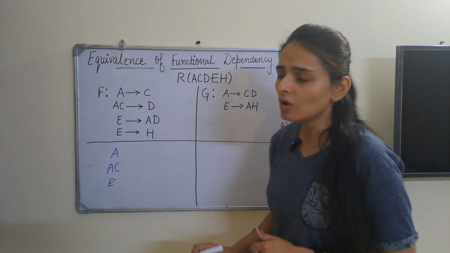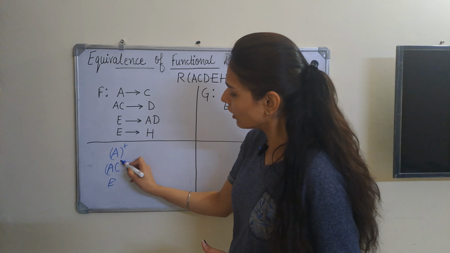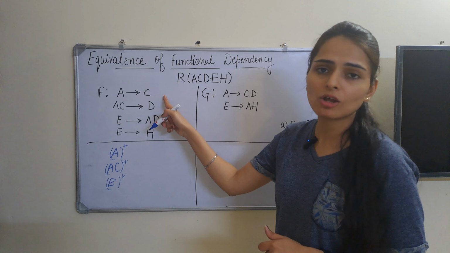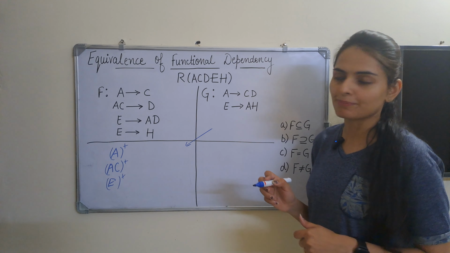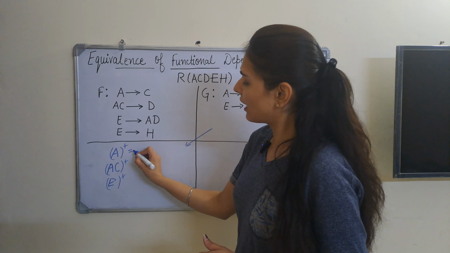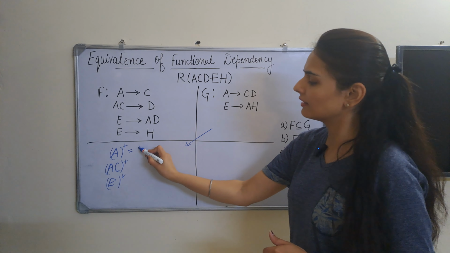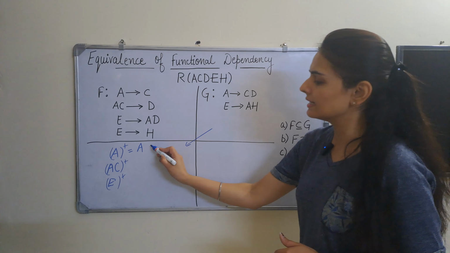Now we try to find out the closure of all these sets of attributes, not using this set of functional dependencies but with that set of functional dependencies, right? So now let's find it out. For A, what is the closure? We know that the first thing that we write over here is A. If we know A, we also know CD.